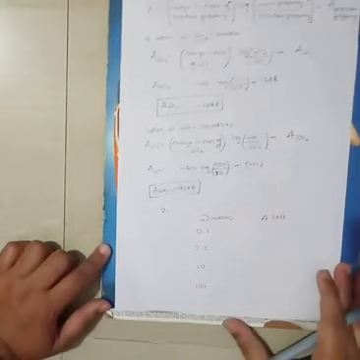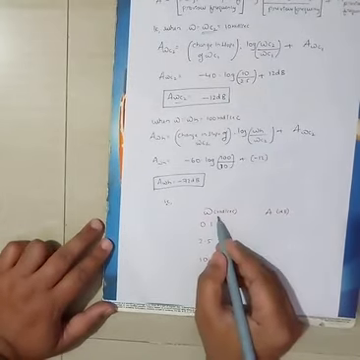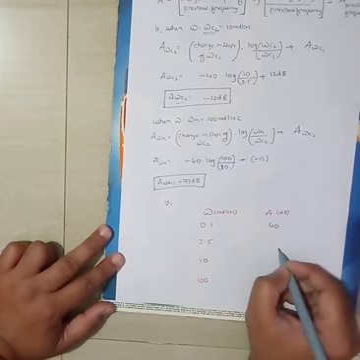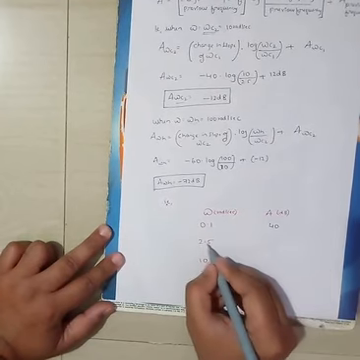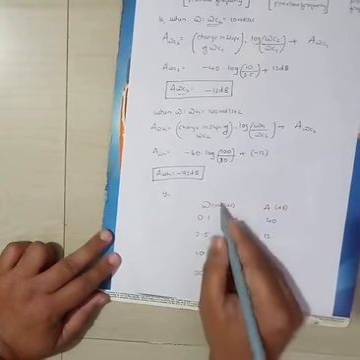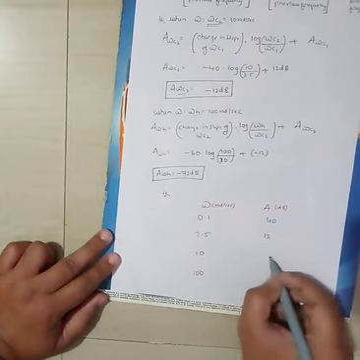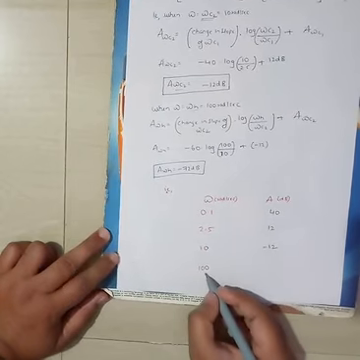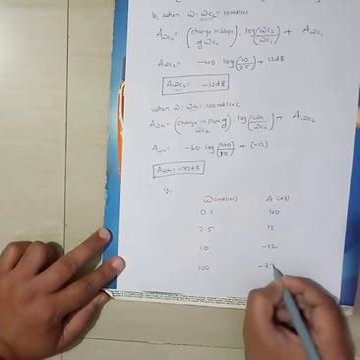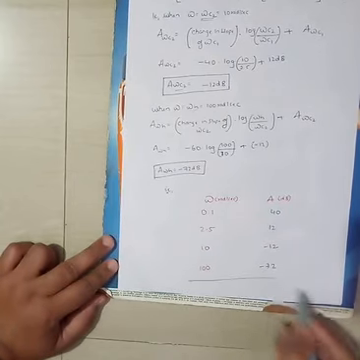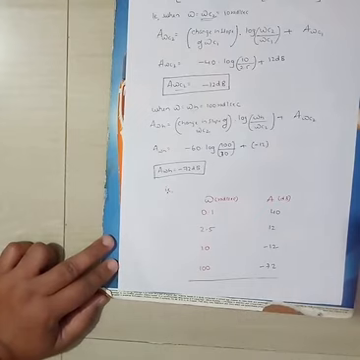From the calculation, when omega is equal to 0.1, the amplitude which we had got was 40 decibels. When omega is equal to 2.5, the amplitude is 12 decibels. When omega is equal to 10 radians per second, the amplitude was minus 12 decibels. And finally, when omega is equal to 100 radians per second, we have got minus 72 decibels. So by using these values, we will plot the magnitude plot.